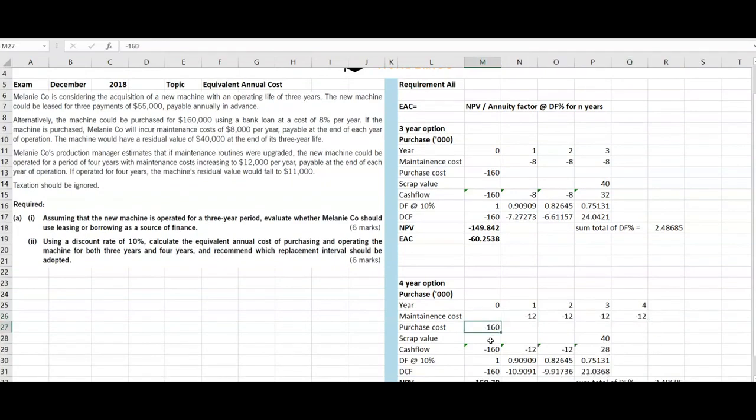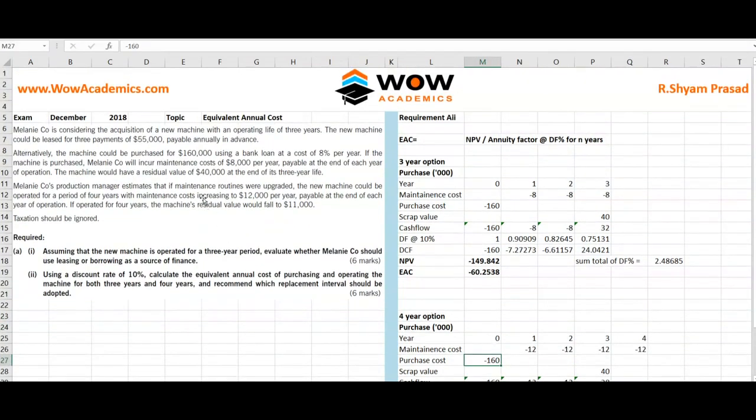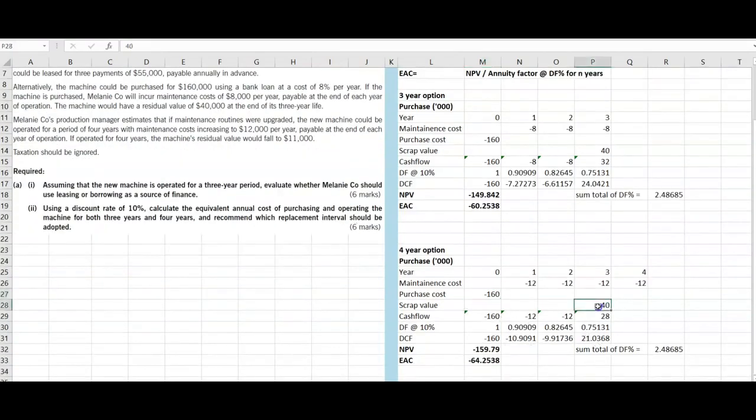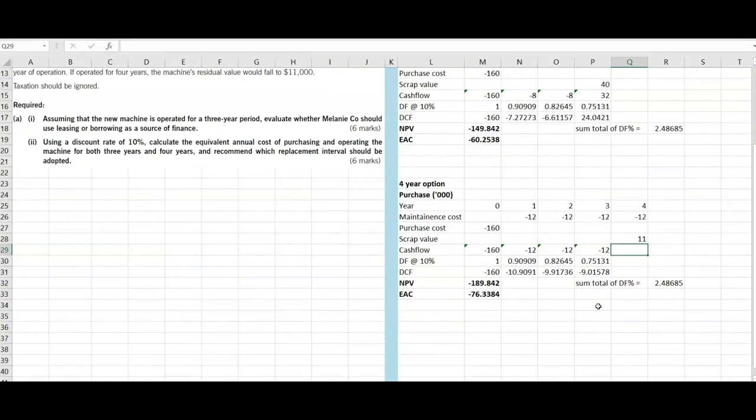Next one is the purchase cost. The purchase cost will not change, but the residual value will become 11. Residual income will be 11, so it is a cash inflow. It is a positive number. The cash flow, you have to extend it for the last year also. So extend it for the last year.